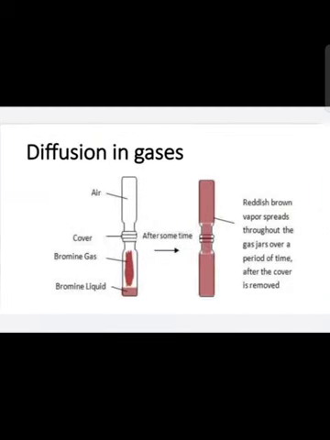For example, take this bromine liquid, and when the bromine liquid is converted into bromine gas, after some time you will see the reddish brown vapors of bromine gas spread throughout the gas jar. It means gases spread thoroughly into the container in which they are put, and they occupy the whole space of that container.